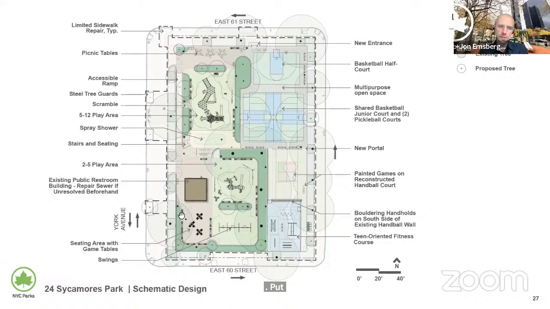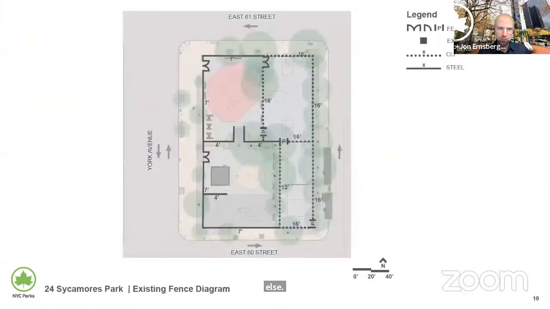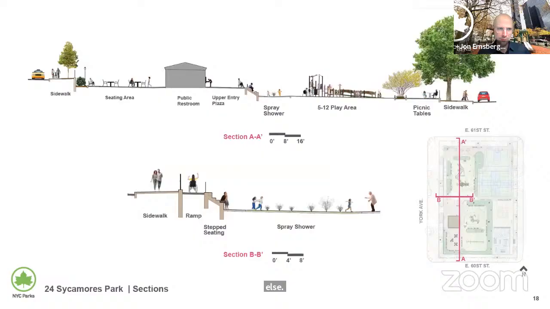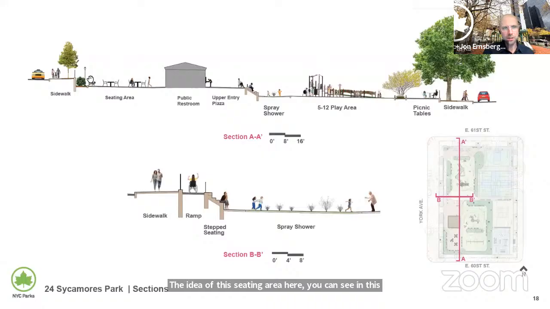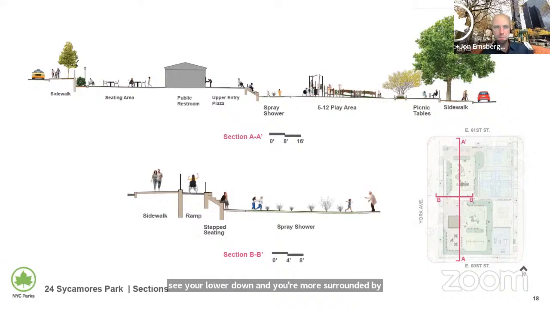One thing that doesn't really come across as well in plan view is that maybe it will in the section. The idea of this seating area here, you can see in this section a little bit better, being the quiet area, was partly because of this wall here. So you're lower down and you're more surrounded by green up here. And then this is more of an active area. So they're kind of two different spaces when you start to think about them.